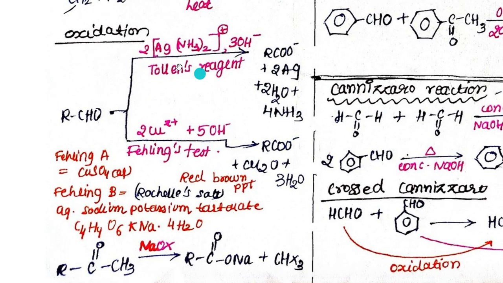Then coming to oxidation, this RCHO, which is an aldehyde, gets oxidized by Tollens reagent and Fehling's solution. Now what is the Tollens reagent? It is [Ag(NH3)2]+. This [Ag(NH3)2]+ is known as Tollens reagent. In presence of 3OH minus, it will give us RCOO minus plus 2Ag plus 2H2O plus 4NH3.